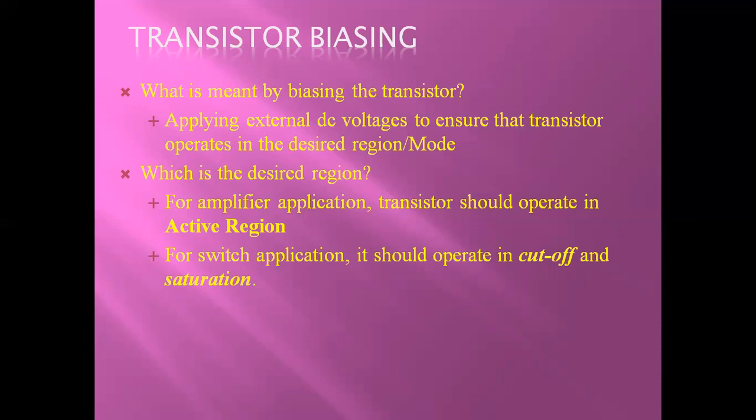So biasing means applying external DC voltages to ensure that the transistor operates in the desired region of mode. Conditioning towards the desired region implies that for amplification it should operate in the active region. For switch application, it is cutoff and saturation, which we have seen. So for amplification, to increase the voltage generated from the input and deliver the increased voltage at the output, the transistor needs to be operated in an active mode.